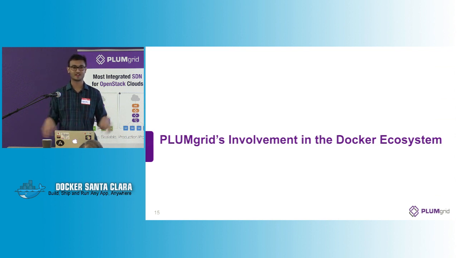And the product that we have is called PLUMgrid ONS, the PLUMgrid Open Networking Suite. And this offers a broad range of networking features that any VM or container or bare metal can use in hybrid, multi-hypervisor, multi-cloud, or single container environments. That's a quick summary here.